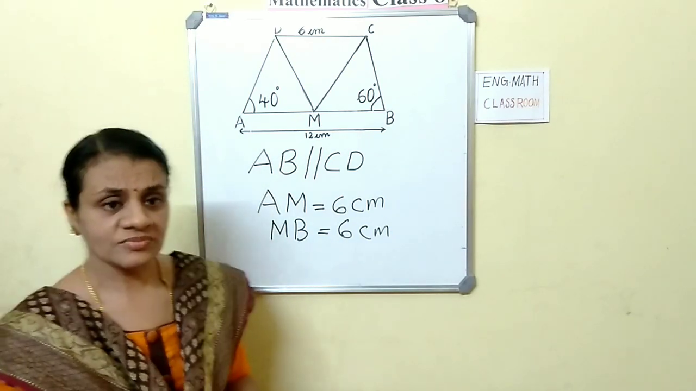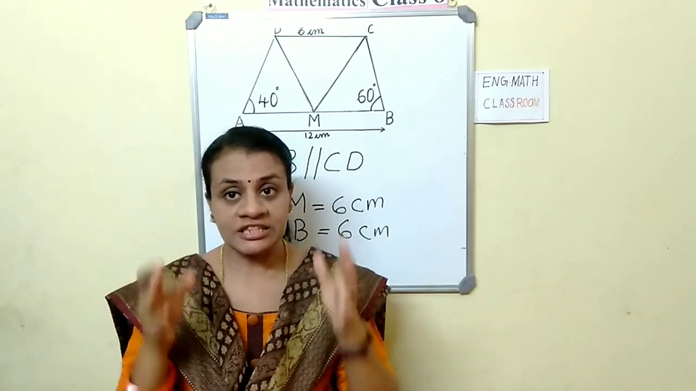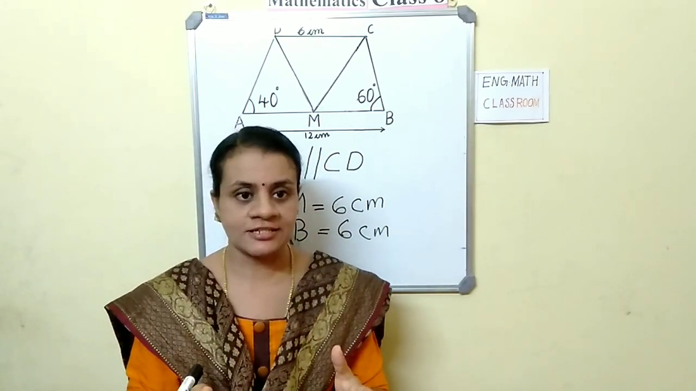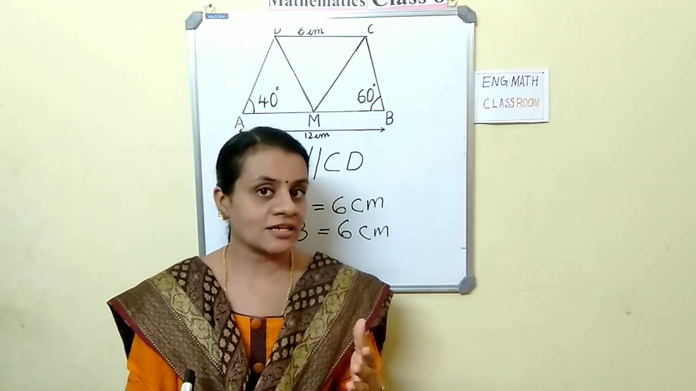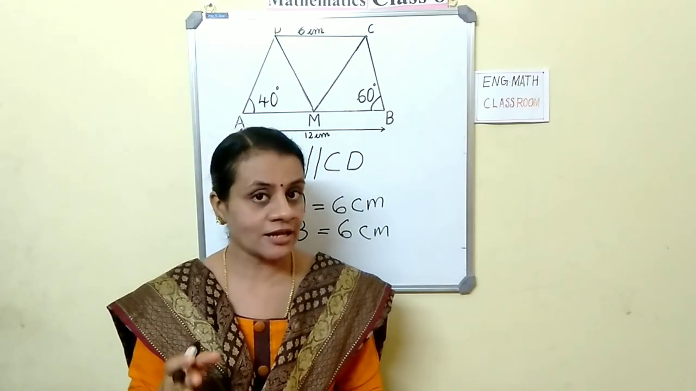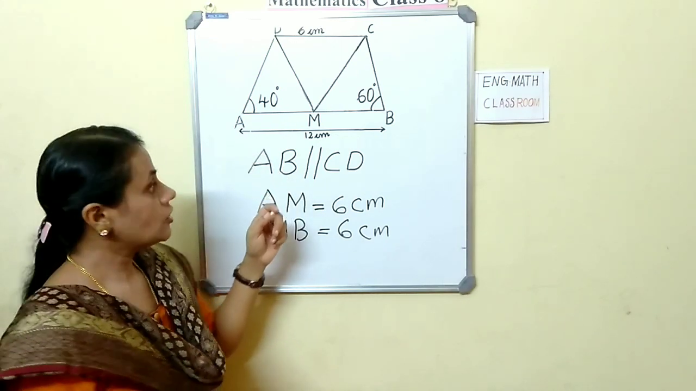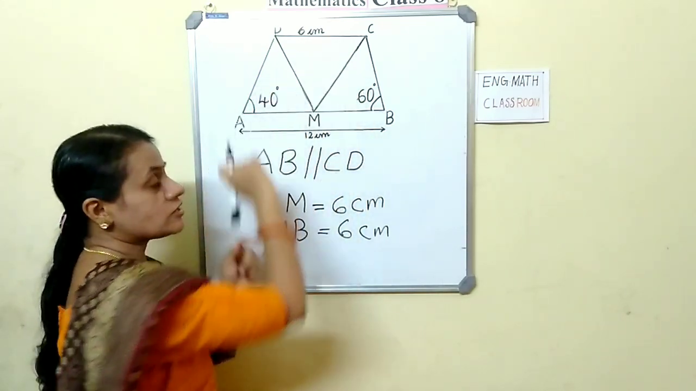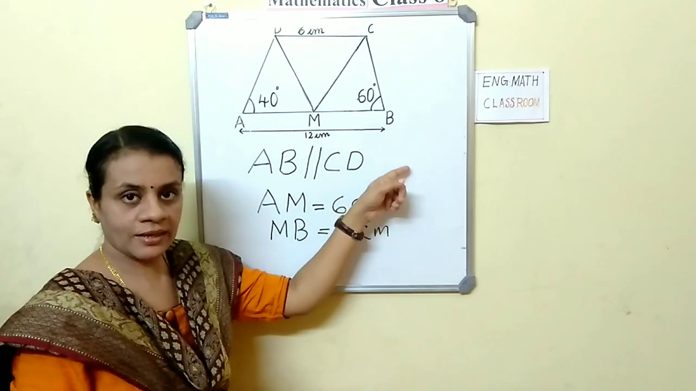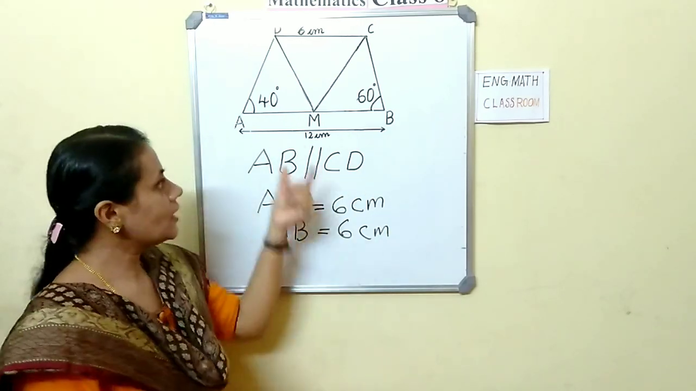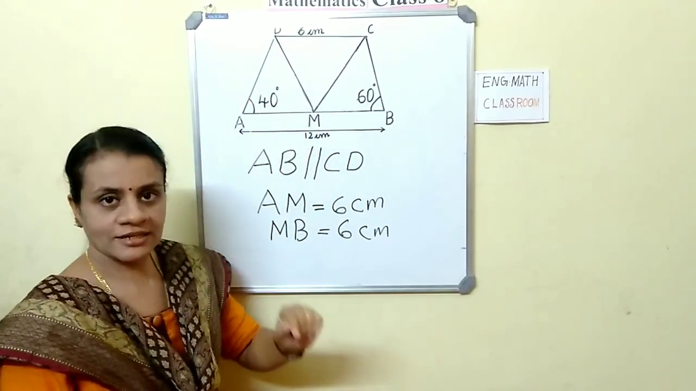Now, we have already found in the presentation that how alternate angles are equal and how corresponding angles are equal. AB is parallel to CD, correct? If AB is parallel to CD and M is a point on AB, so definitely AM is parallel to CD.